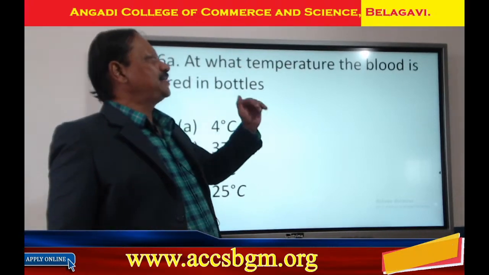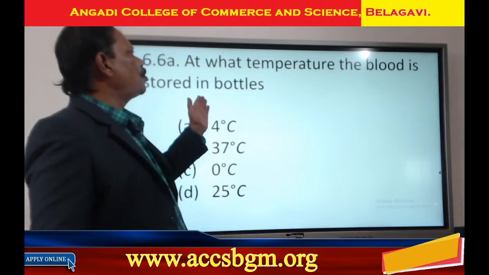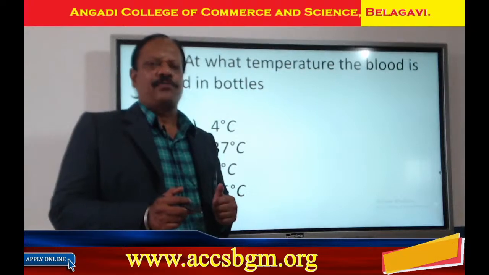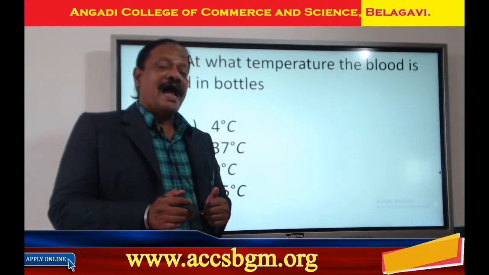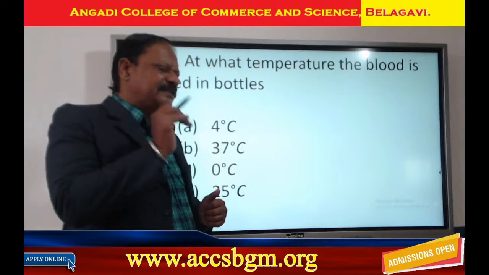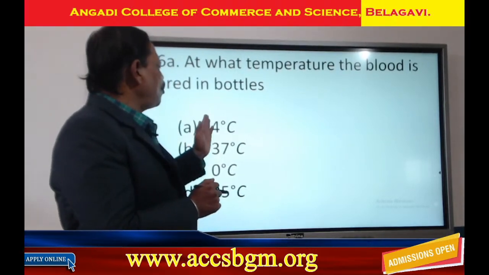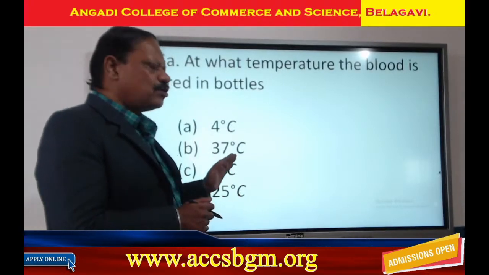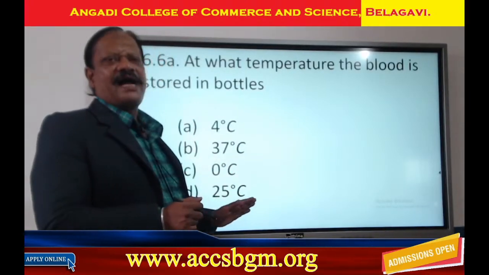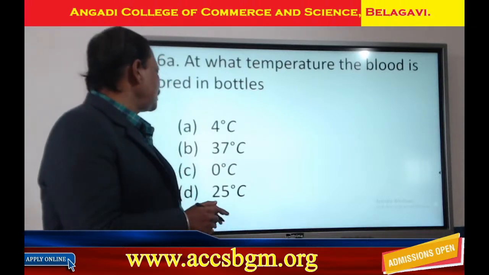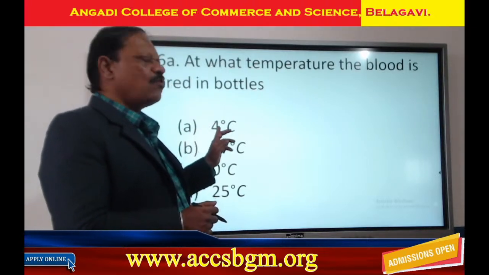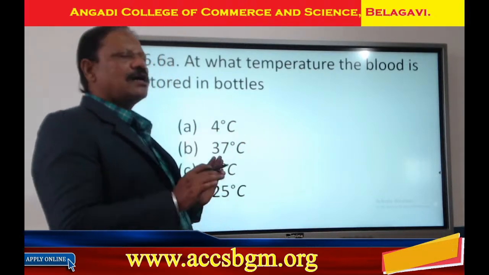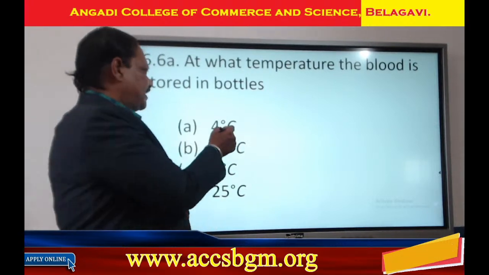At what temperature is the blood stored in bottles? So, the blood is to be stored in the bottle, you people are knowing. So, here, at what temperature are you storing? Just see here the options. 4 degrees centigrade, 37 degrees centigrade, 0 degrees centigrade or 25 degrees centigrade. Yeah, the right answer is option A, 4 degrees centigrade. So here the blood can be stored comfortably. We'll move to the next slide.